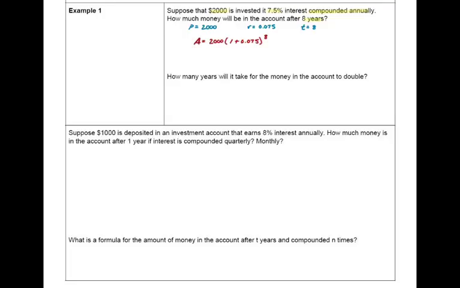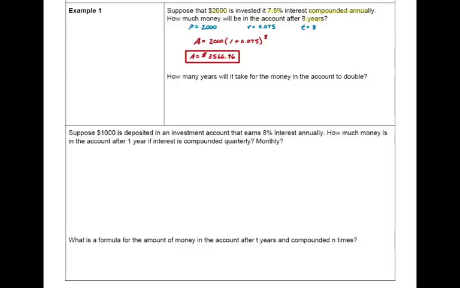This is what I have. A equals 2,000 times 1 plus 0.075 to the 8th, which would give you $3,566.96. So that's about as straightforward a calculation as you'll get. You'll be told your principal, your interest rate, and how long you're looking to keep that money in that account.